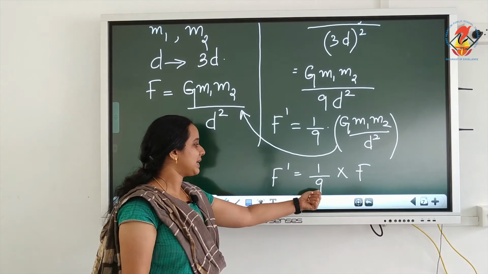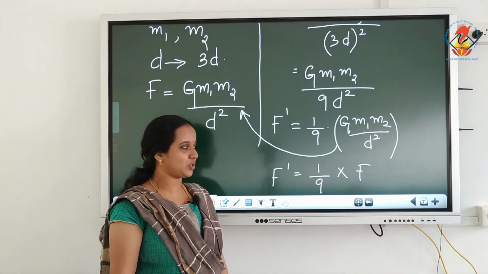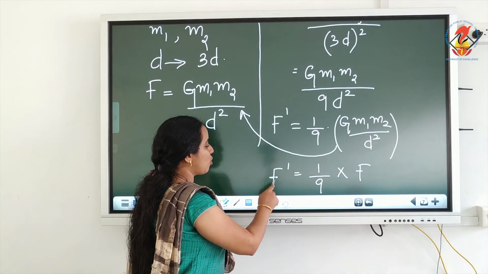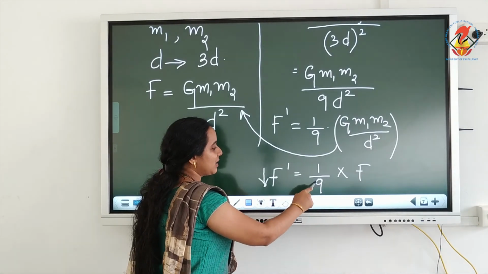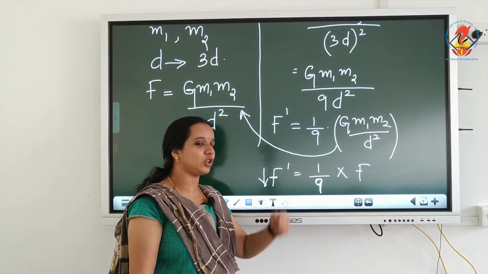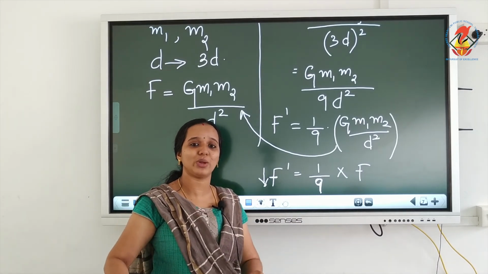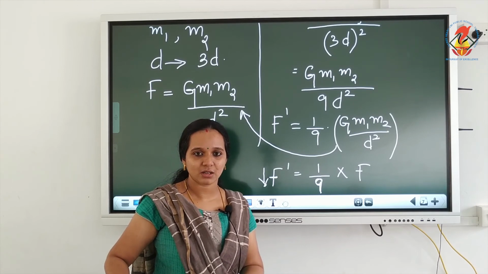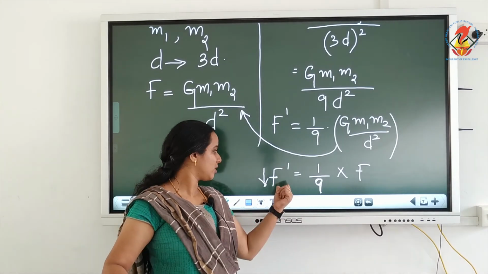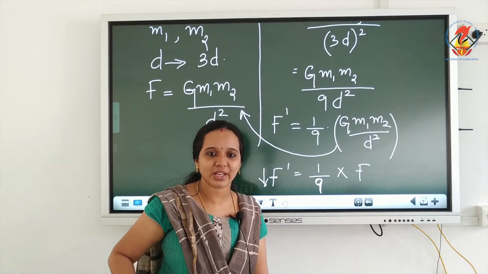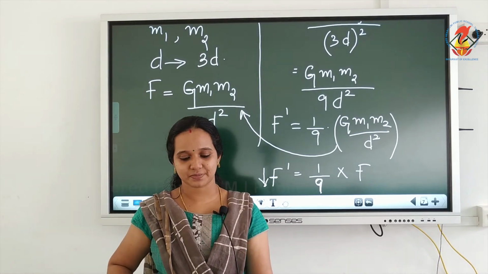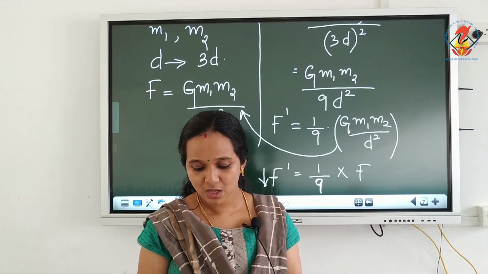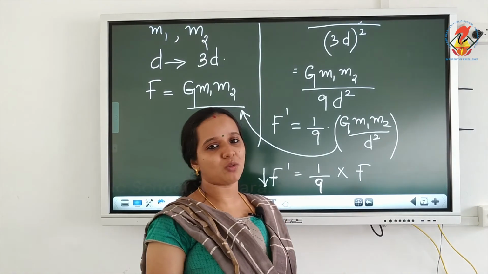Here also 9 is in the denominator part, which means when distance got tripled, the new force decreased by 9 times. Since 9 is in the denominator, it means that the force will decrease. So when distance got increased by thrice the value, the force got decreased by 9 times. Okay. Now moving on to subdivision 3, the masses of both the objects are doubled.